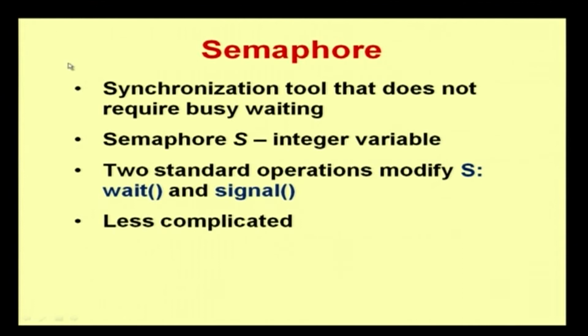Now let us see, a semaphore is a synchronization tool. It is a process synchronization tool that does not require busy waiting. This semaphore S is an integer variable. Two standard operations are wait and signal. It is less complicated. So when you have a semaphore, it is useful to say when this process completes with a resource and when that resource has been left free.